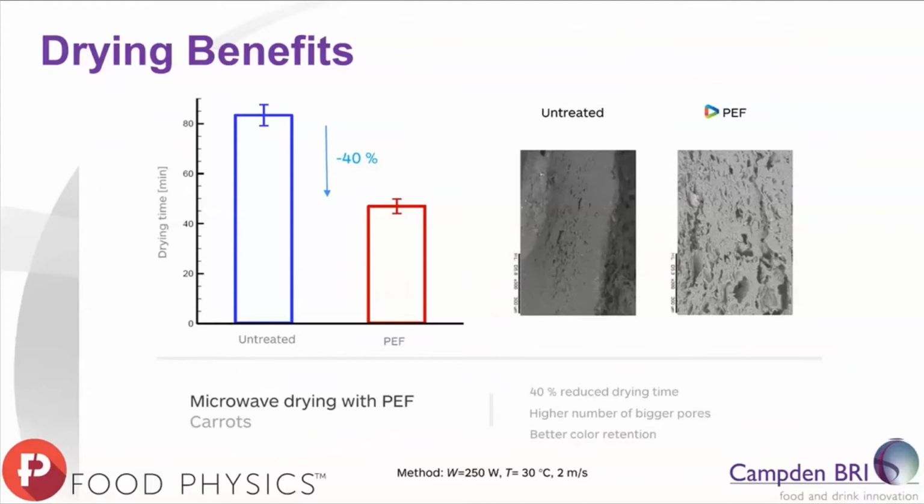So you can actually reduce the drying time. Here they're combining pulse electric fields and then microwave drying of carrots, and that microwave drying time is reduced by 40%, so less thermal load on the product, less energy consumption. And you can see on the right hand side the pore structure is really opened up from the pulse electric fields, and that allows mass transfer and allows the water to be removed from the product to allow it to dry quicker. And you can get better colour retention because you're not exposing it to excessive thermal loading.